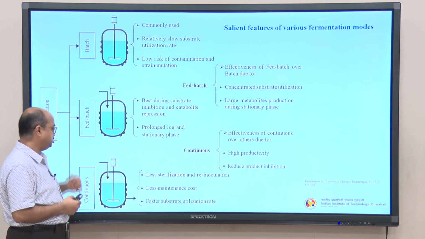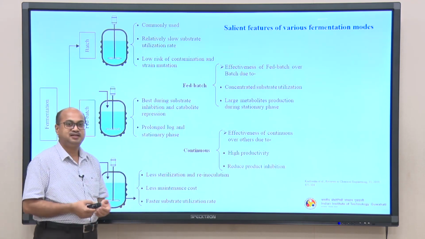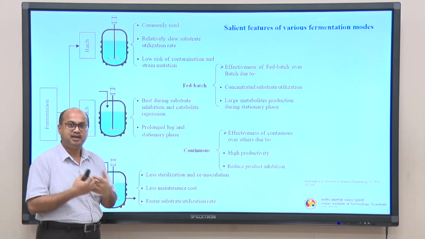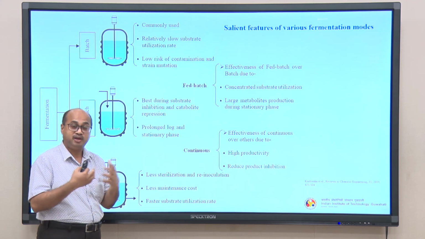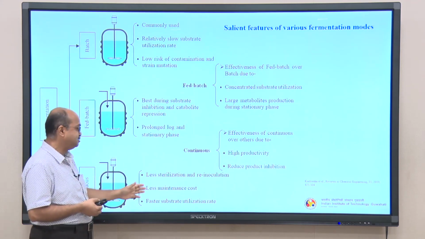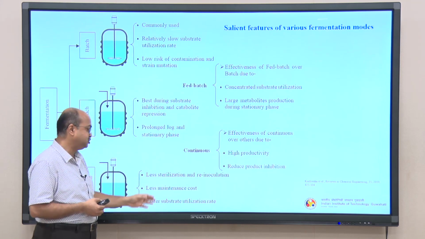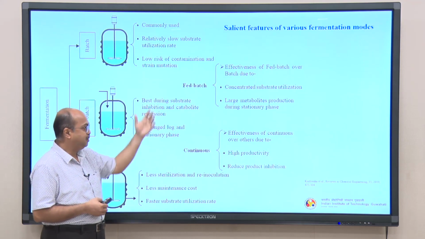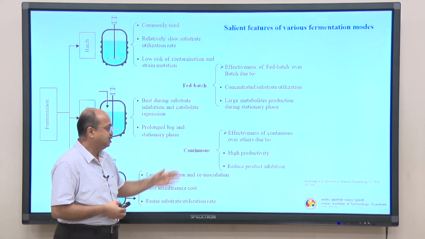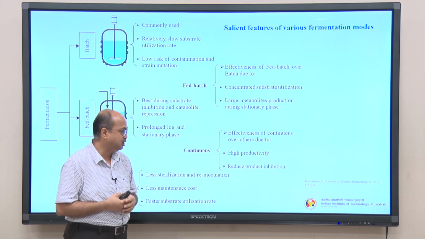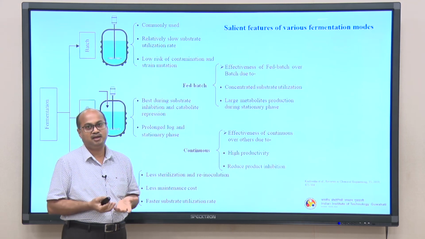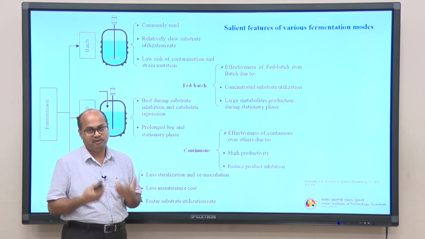Now, let us talk about the continuous system. Here, less sterilization and re-inoculation is required, because we are continuously feeding the substrate as well as continuously taking out the product. There is less maintenance cost and the fastest substrate utilization rate. If you compare continuous with fed batch, we can say that it is more effective due to high productivity and reduced product inhibition. So, this is all about fermentation and how we can do it via various types of reactors or modes.